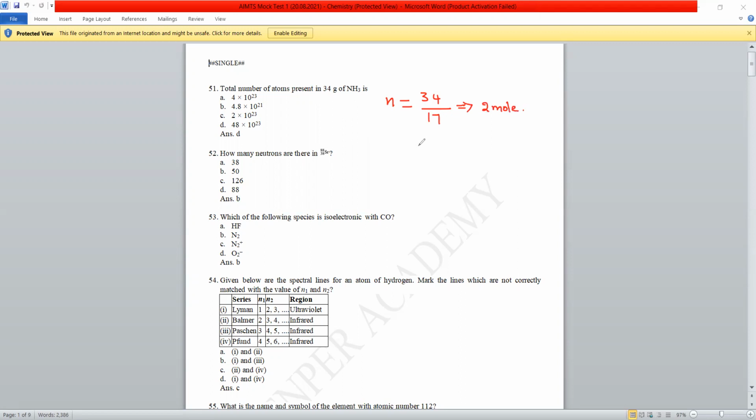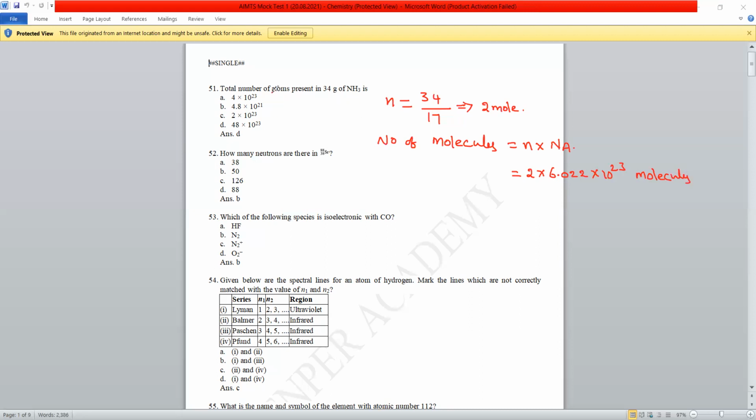So moles we can convert into number of molecules. Number of molecules equal to n into N_A, Avogadro number. n is how much here? 2 moles, and Avogadro number is 6.022 into 10 to the power of 23. This many molecules are present in 34 grams of NH3.